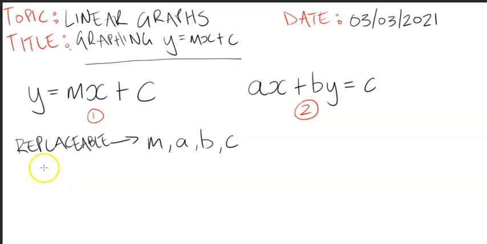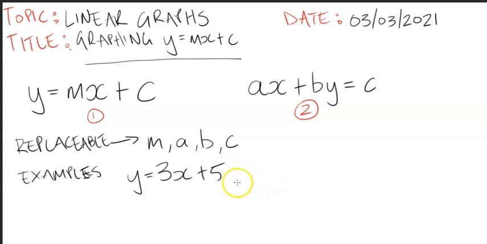So, for instance, some examples of different forms of equations, which you should have seen already, could be y equals 3x plus 5, or we can have y equals negative 2x minus 8.